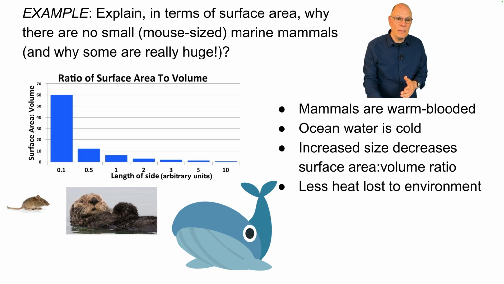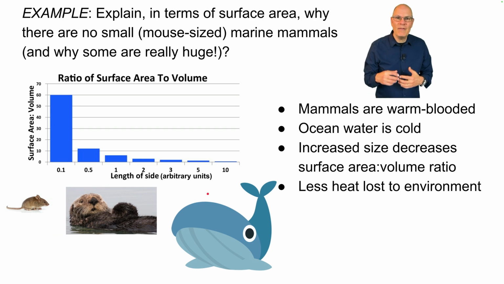The smallest marine mammals are the otters, and they have a thick coat of fur that helps them maintain their body temperature. Whales have evolved to be larger and larger for a variety of reasons, but one of which is that by being big, they lose relatively less heat to the environment than a smaller animal would. It's all about the surface area to volume ratio.